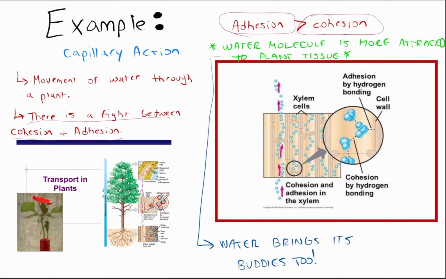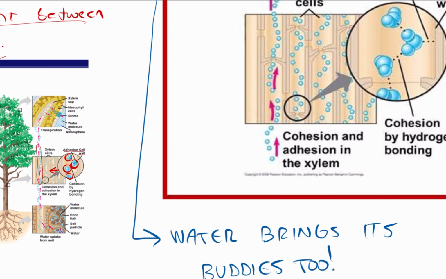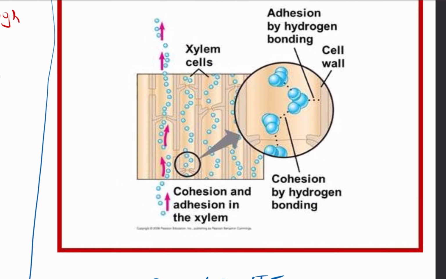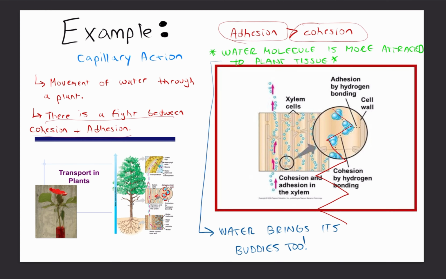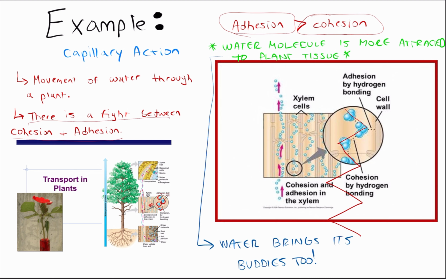And then another cool thing about water is it brings its buddies too. So as these water molecules are moving up the cell wall, it will bring the rest of its friends up, and this is very important for the plant. So this kind of gives you a quick idea of water and hydrogen bonding, some of the properties of water, and why it's important to biological systems, all right?